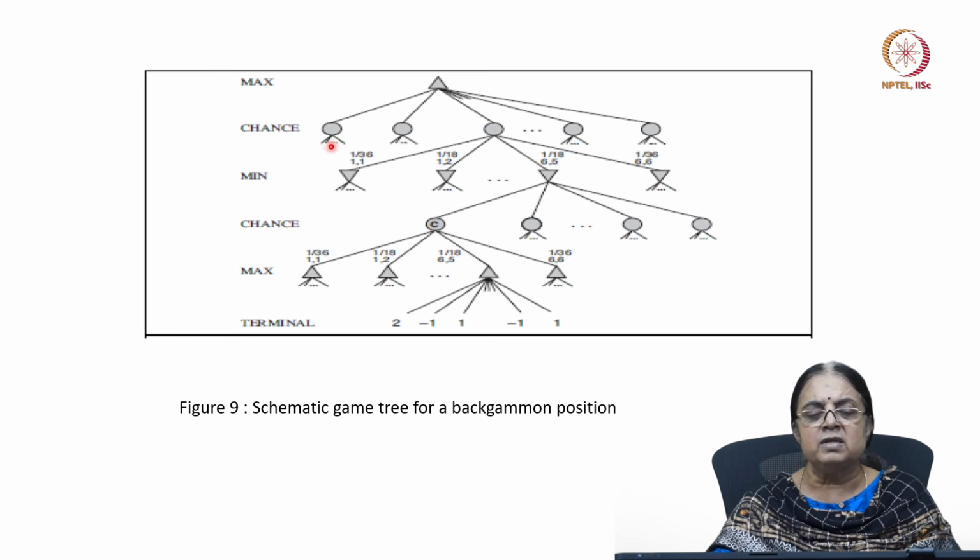So if we take things like 1 1, 2 2, 3 3, etc., they all have a probability of 1 by 36, and 1 2 has a probability of 1 by 18, and 2 1 will also have a probability of 1 by 18, etc. So all these have a probability, and this would be your game tree that you're getting in this particular game, right?